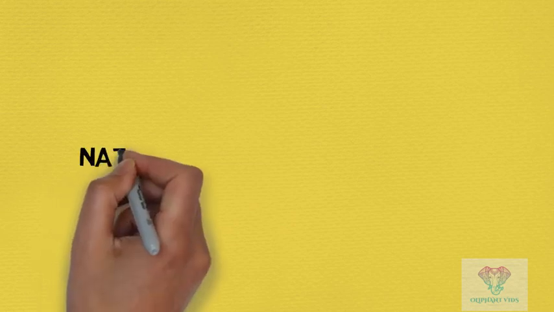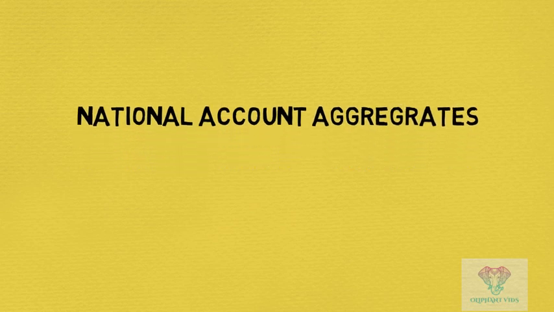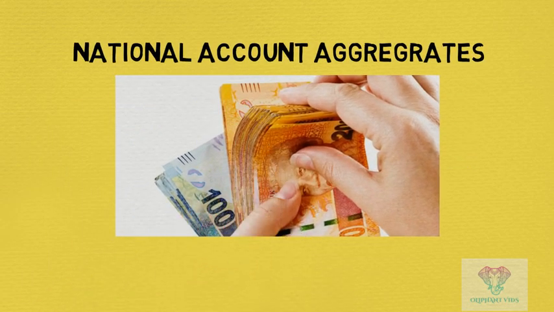Grade 12s, welcome to our session on National Account Aggregates. National Account Aggregates are used to measure as well as compare economic growth. The methods that are used are income, production, as well as expenditure.